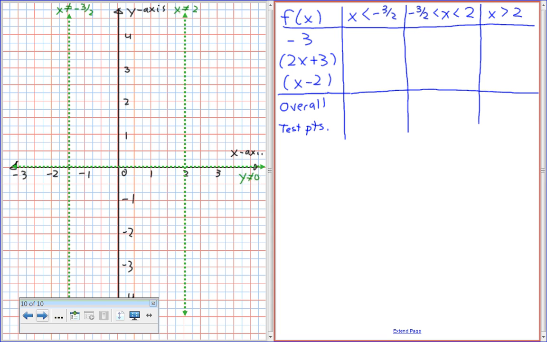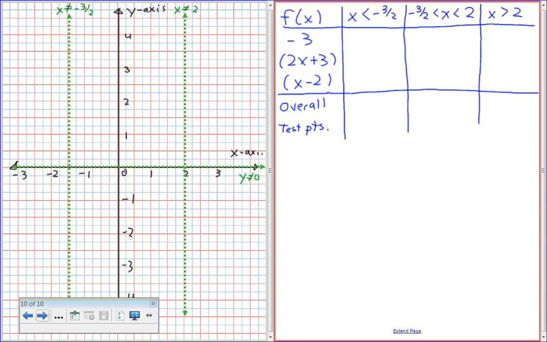What he did correctly was he looked at the domain here. The first part on the left is less than -3 over 2. The middle part is between -3 over 2 and 2. The right-hand part is greater than 2. Can I get a brave soul to pick a number and fill in the left-hand column for me? How do you pick the numbers? Good question.